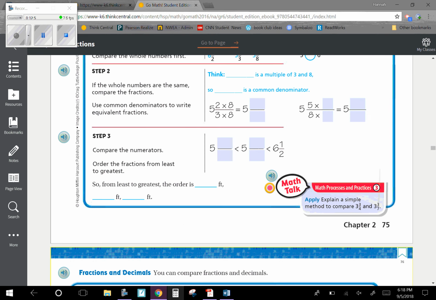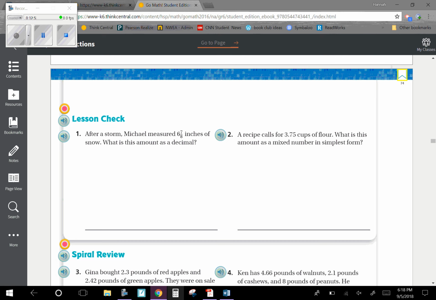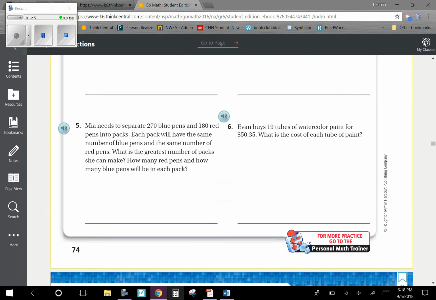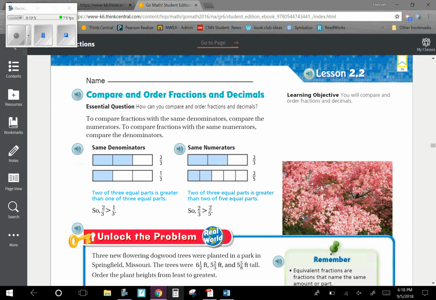If you have any questions over this lesson, please be sure to ask your teacher. And just a reminder of what our lesson objective was: you will compare and order fractions and decimals.